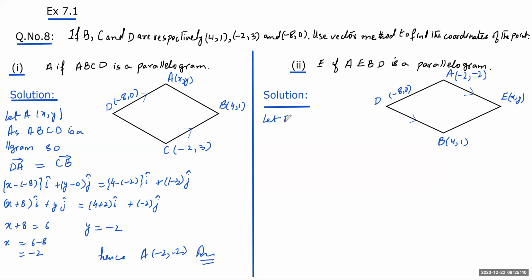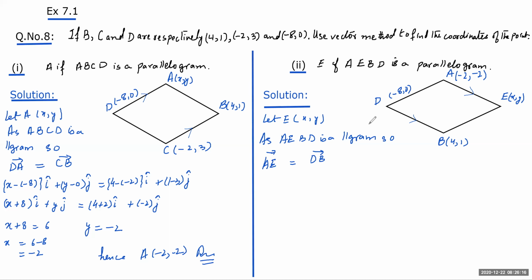Let the coordinates of point E be (x, y). Now as AEBD is a parallelogram, here I am taking vector AE equal to vector DB. You may take DA equal to BE, it's your choice. I am taking vector AE equal to vector DB.